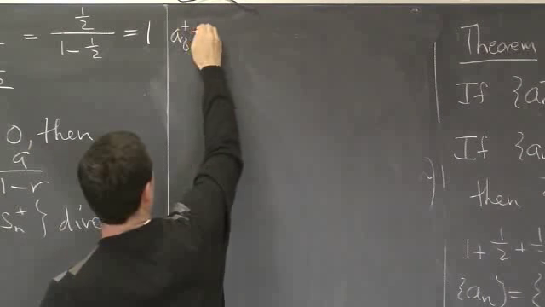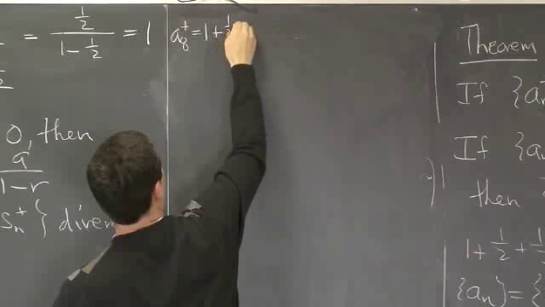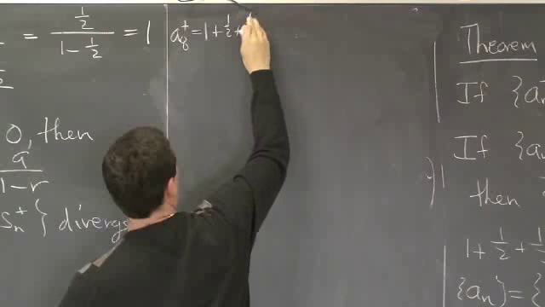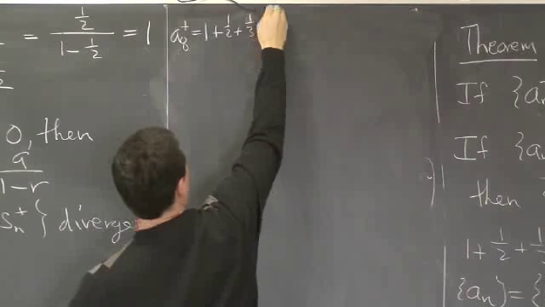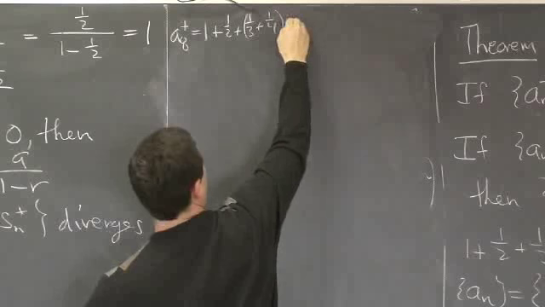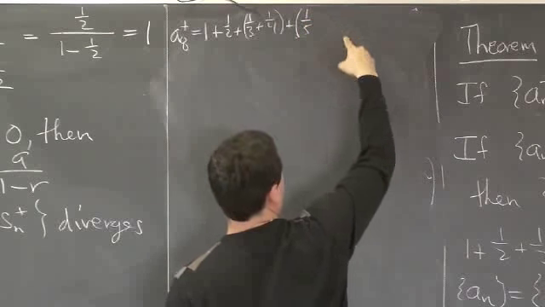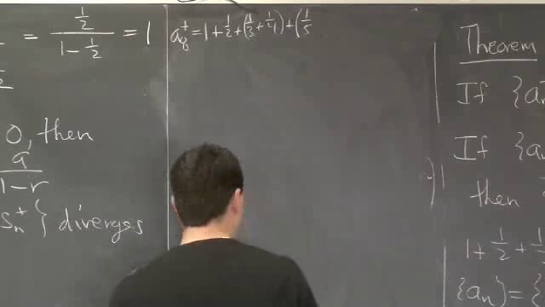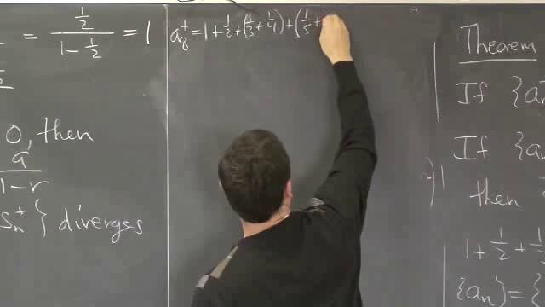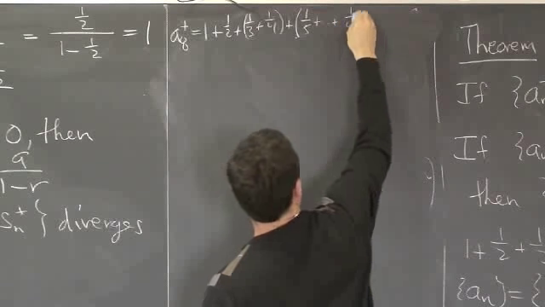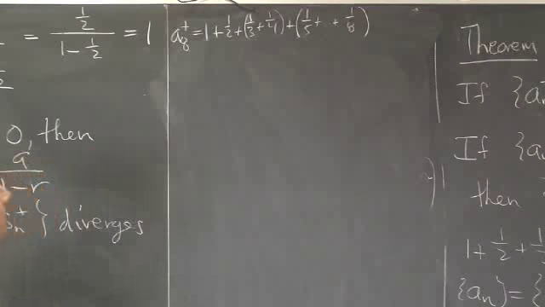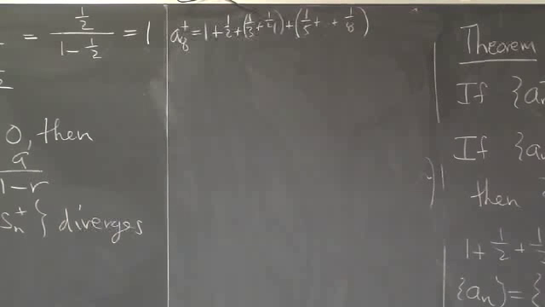Now A8 plus is 1 plus a half plus a third plus a fourth plus, okay, now I'm not going to write all the terms. There's a fifth, a sixth, a seventh, and an eighth. So let me just write plus dot dot dot an eighth. So there's 4 terms up there, a fifth, a sixth, a seventh, and an eighth.